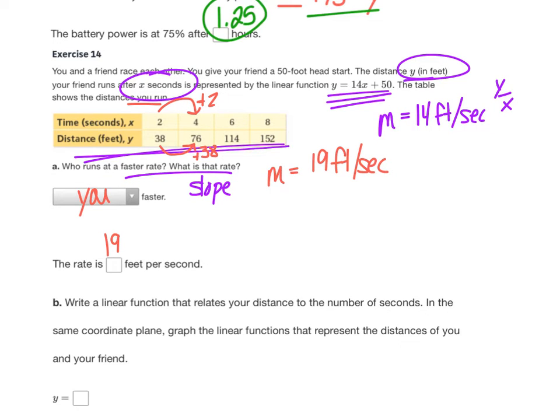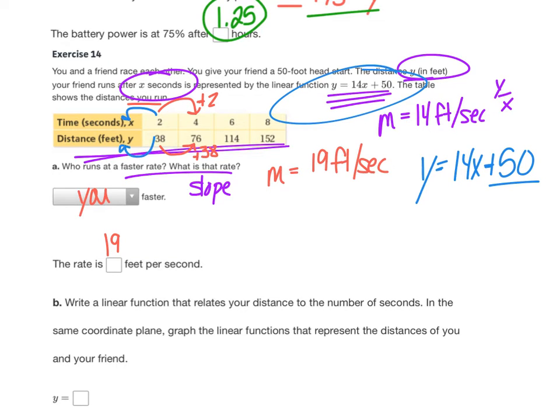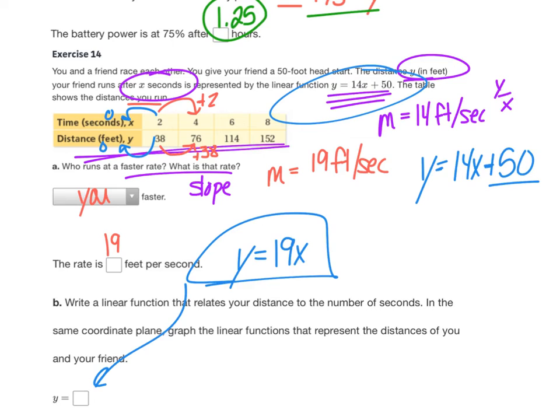Part B says, write a linear function that relates your distance to the number of seconds. Okay, so we don't get that head start, right? Our friend got a 50-foot head start, which is why their equation is y equals 14x plus 50, because they have a 50-foot head start. Their initial value is 50 feet ahead of where we are. We did not have that head start. So actually, if you go down 2 and down 38, you're going to be at 0, 0. So ours is a direct variation. Our equation is y equals 19x plus 0, or just 19x. We don't get that head start, so that's what goes down there in that box, just using the slope and knowing that our y-intercept value is 0.